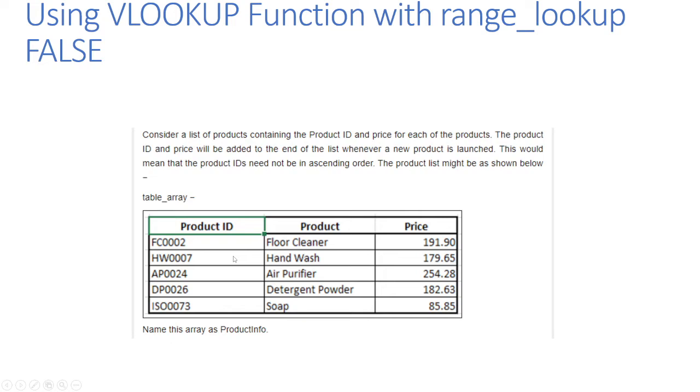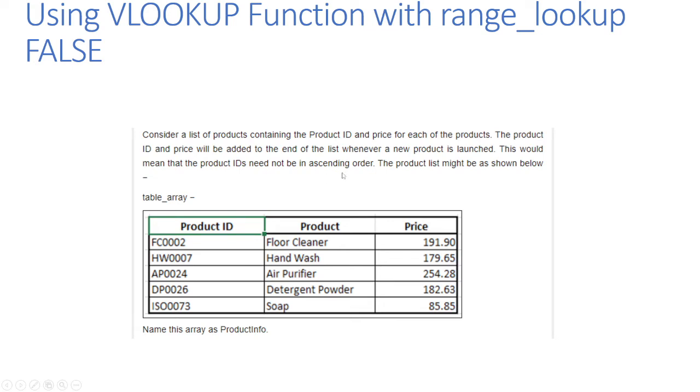Consider a list of products containing, so this time around we have a range lookup false. So consider a list of products containing the product ID, this one, and the price for each product. So this is the price. The product ID and price will be added to the end of the list whenever a new product is launched. So this would mean that the product IDs need not be in ascending order. Since if there's a new product, we just add it here, so it may not be in ascending order.